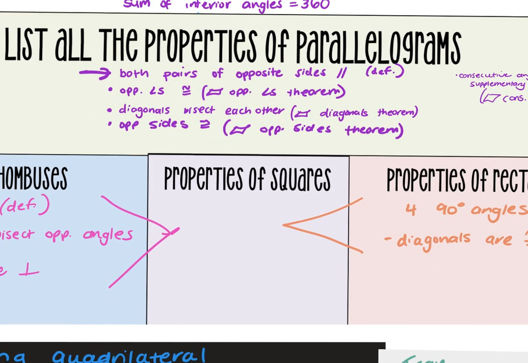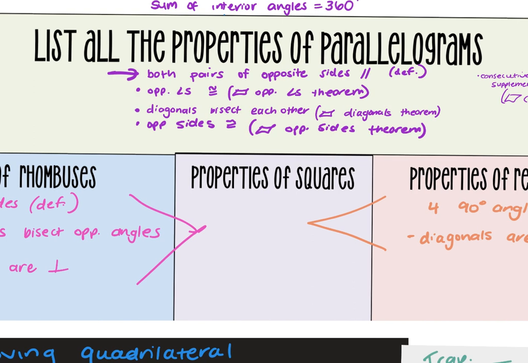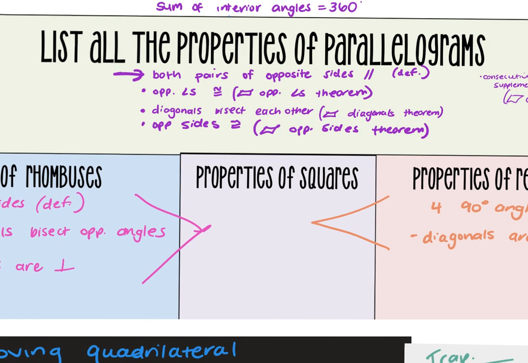Then if it's a rhombus, it got more specific because it has all 4 congruent sides. The diagonals bisect the opposite angles, and the diagonals are perpendicular. If it's a rectangle, there are 4 90-degree angles, and the diagonals are congruent. And then properties of squares is all the things, because squares are rhombuses and rectangles.